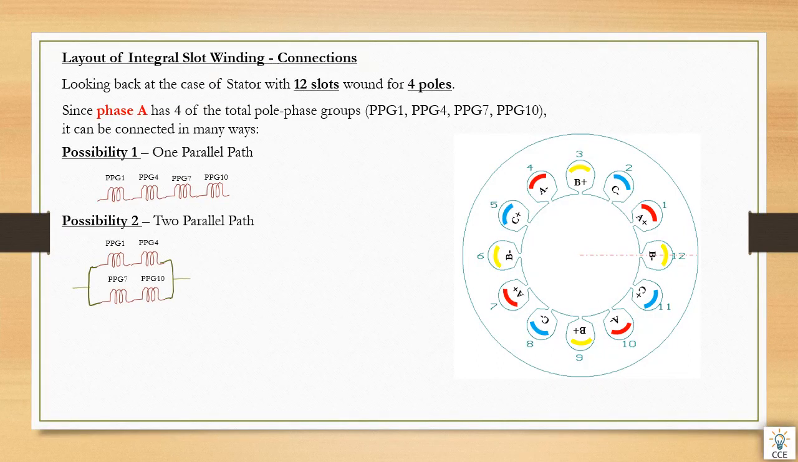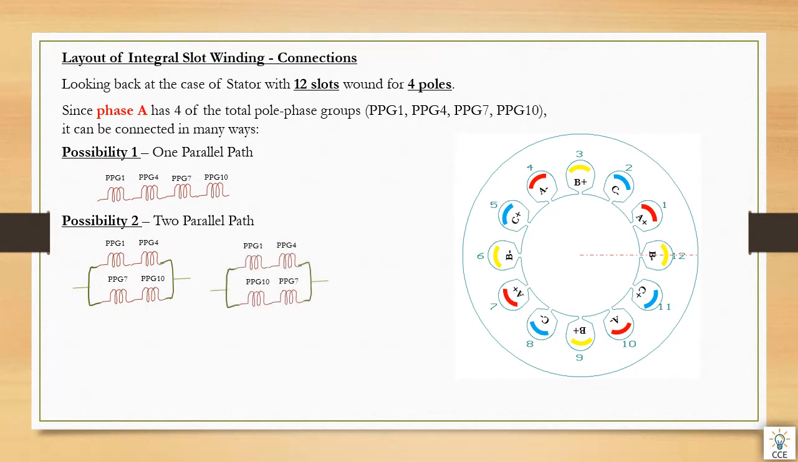Next comes the two parallel path connection. In that case we have the four pole phase groups connected in one of the forms where ppg1 and ppg4 are connected in series, ppg7 and ppg10 are connected in series, and in turn these two series connections are connected in parallel with each other. So we have two parallel paths created over here. One parallel path through ppg1 and ppg4, and another parallel path through ppg7 and ppg10.